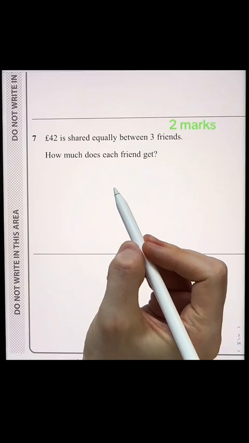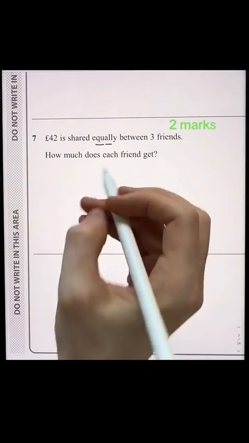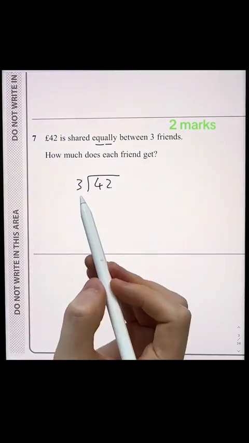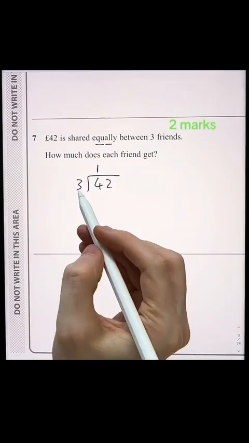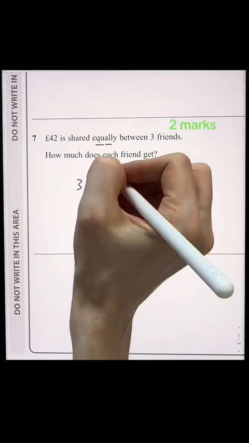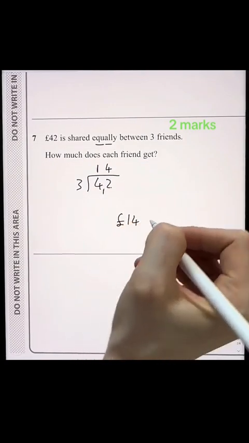Question 7. £42 is shared equally between 3 friends. Work out how much each friend gets. Therefore I'm going to divide 42 by 3. The number we're dividing by always goes outside the bus stop. How many 3's go into 4? It goes in 1 whole time, as 3 times 1 is 3. As I have 4, the remainder is 1. How many 3's now go into 12? Well, 3 goes into 12 4 times, as 3 times 4 is 12. Hence each friend gets £14.